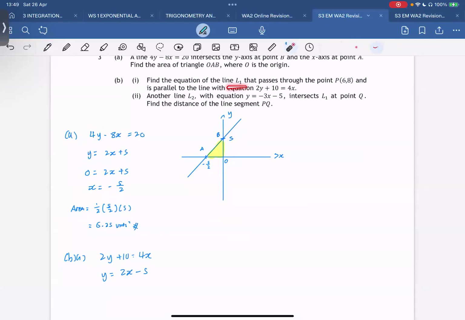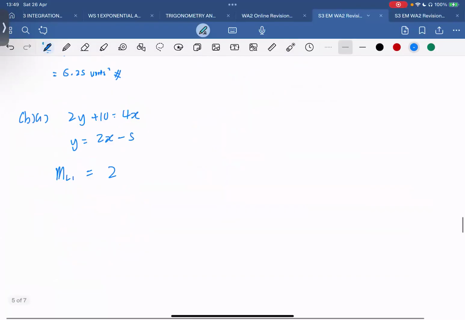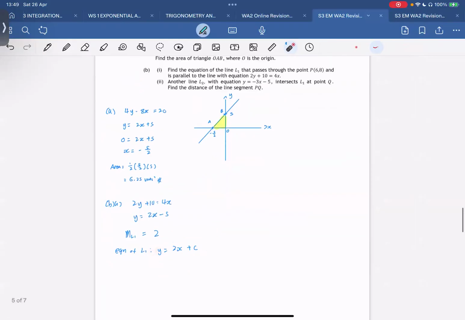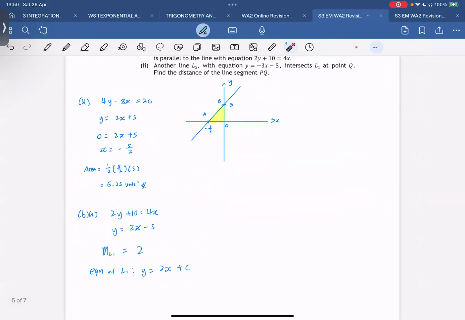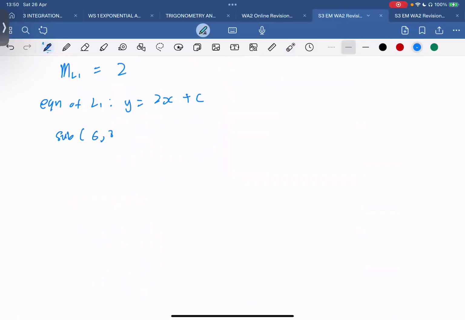Okay, since we know L1 is parallel to this line, that means the gradient of L1 must also be positive 2, right? So we know the equation of L1 will be y equals to 2x plus c. And recall, to find the value of c, we just have to simply sub in a point that lies on the line. In this case, it will be point P. So sub 6, comma 8, we will have 8 equals to 2 times 6 plus c. Okay, so c will be negative 4. Therefore, equation of L1 will be y equals to 2x minus 4.